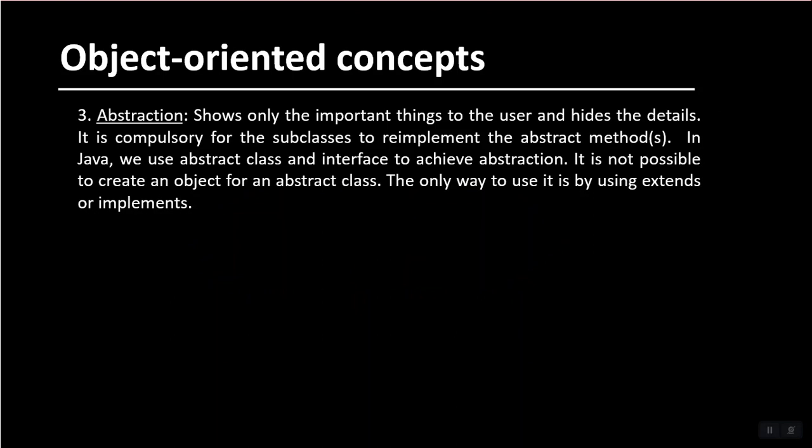The third one is abstraction. It shows only the important things to the user and hides the details. So it is compulsory for the subclasses to reimplement the abstract methods. In Java, we use abstract class and interface to achieve abstraction. It is not possible to create an object for an abstract class, and the only way to use it is by using extends or implements. So you will know more about this abstraction in the following videos.